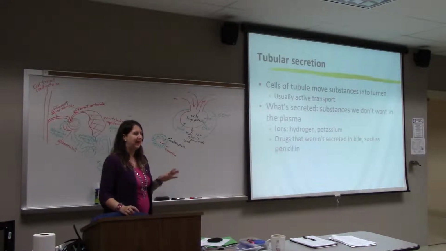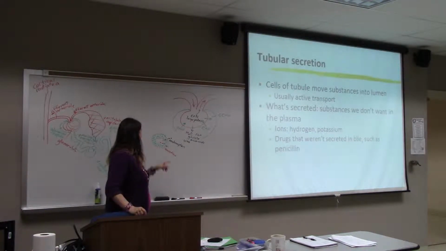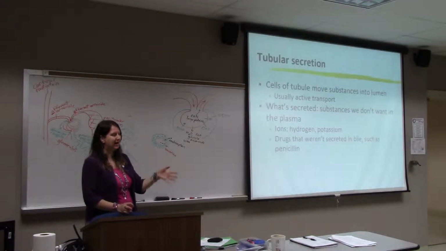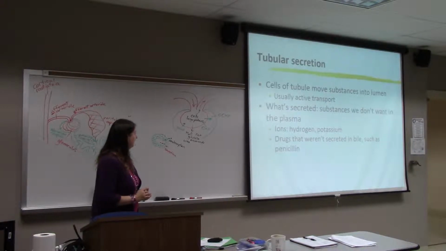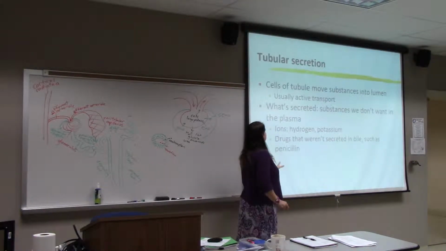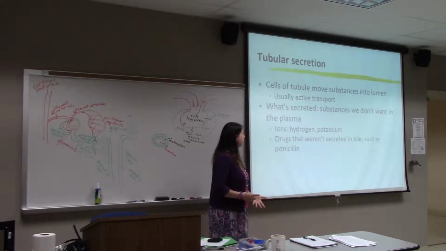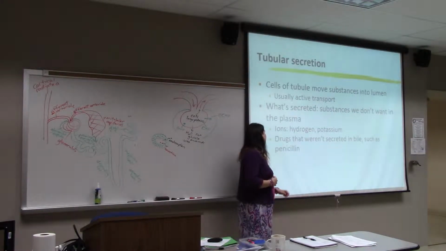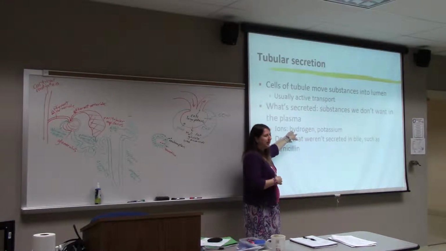It's almost always by active transport because those substances that are small enough to filter would already be in the filtrate at a concentration equal to plasma. So you need to put some effort behind it to get more of them in there. What's secreted is generally things we don't want in the plasma. Hydrogen ions are a big one.